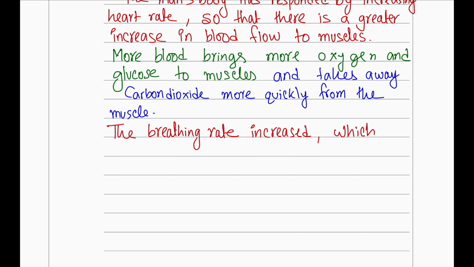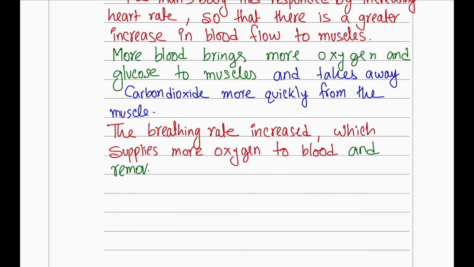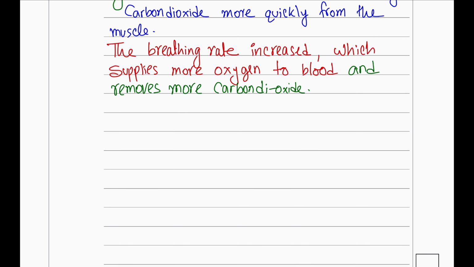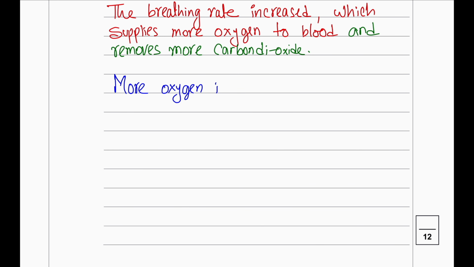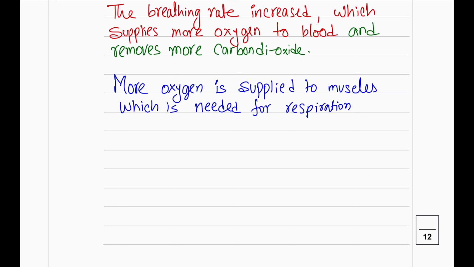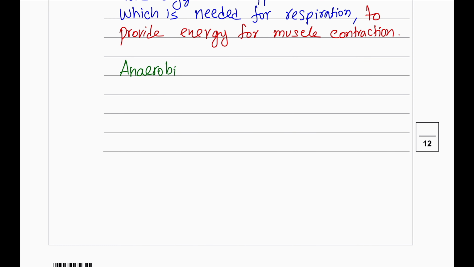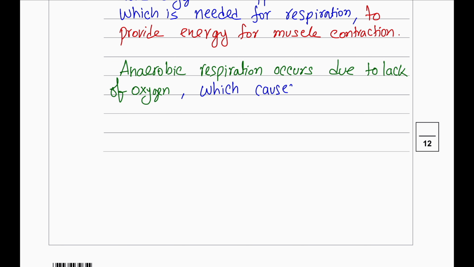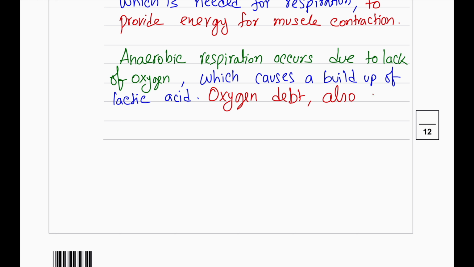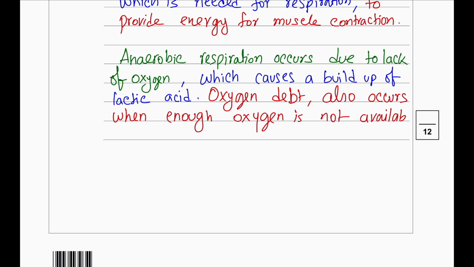More oxygen is supplied to the muscles because of the increased rate of respiration, which will then provide energy for muscle contraction. Anaerobic respiration also occurs due to the lack of oxygen, which causes a buildup of lactic acid and may lead to muscle fatigue and oxygen debt. So, after 4 minutes when the person's breathing rate, or after 5 minutes when the person's heart rate doesn't increase any further, if the person continues to do intense exercise, they may still build up more and more lactic acid.